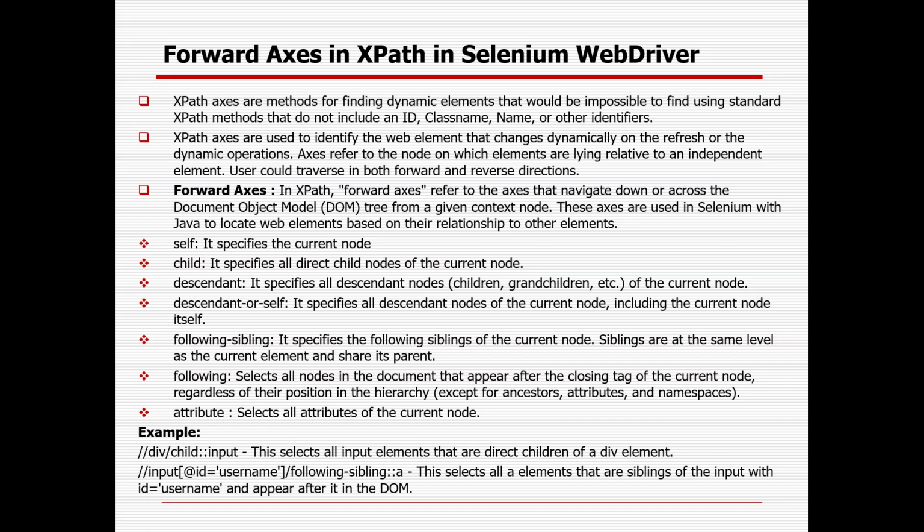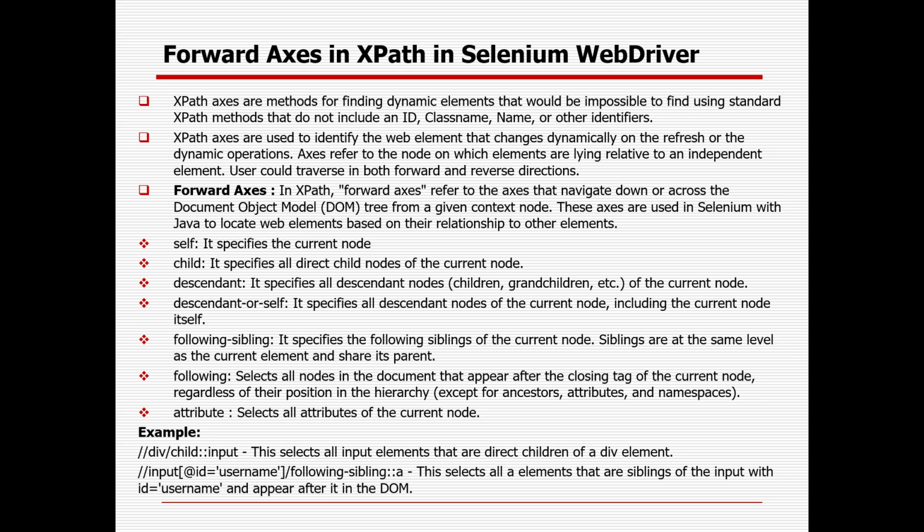Axes refer to the nodes on which elements are lying relative to an independent element. The user could traverse in both forward and reverse direction. So we will discuss the forward axes today. In XPath, forward axes refer to the axes that navigate down or across the document object model, or DOM tree, from a given context node. So we'll identify the element, and from that element we'll go in the bottom direction. I can consider the document as a parent, and from the parent we can go in the forward direction and try to identify the different kinds of elements.